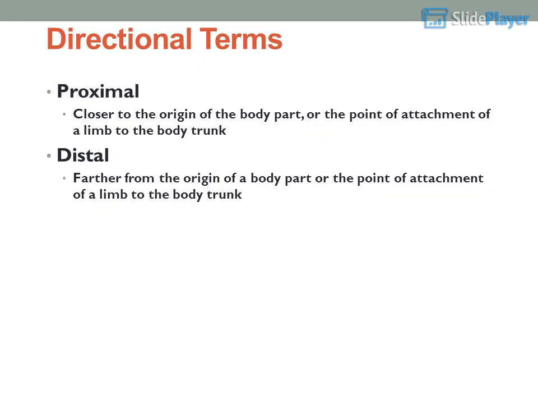Directional terms. Proximal, distal. Proximal: closer to the origin of the body part, or the point of attachment of a limb to the body trunk. Distal: farther from the origin of the body part or the point of attachment of a limb to the body trunk.